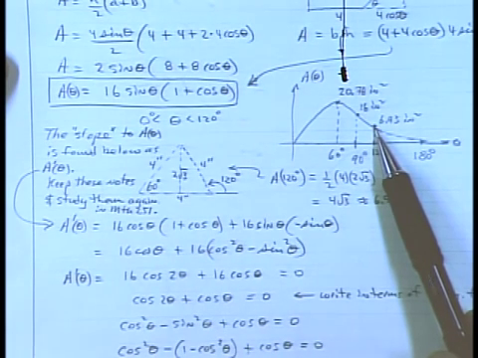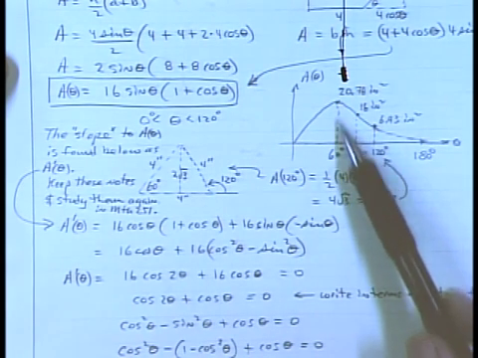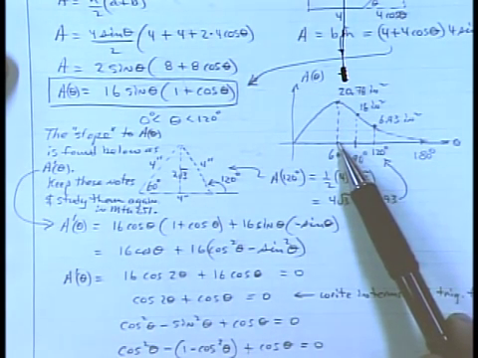The problem that was posed in the book was to find the maximum area and what angle you would have to use to obtain that, and that would occur at 60 degrees precisely.